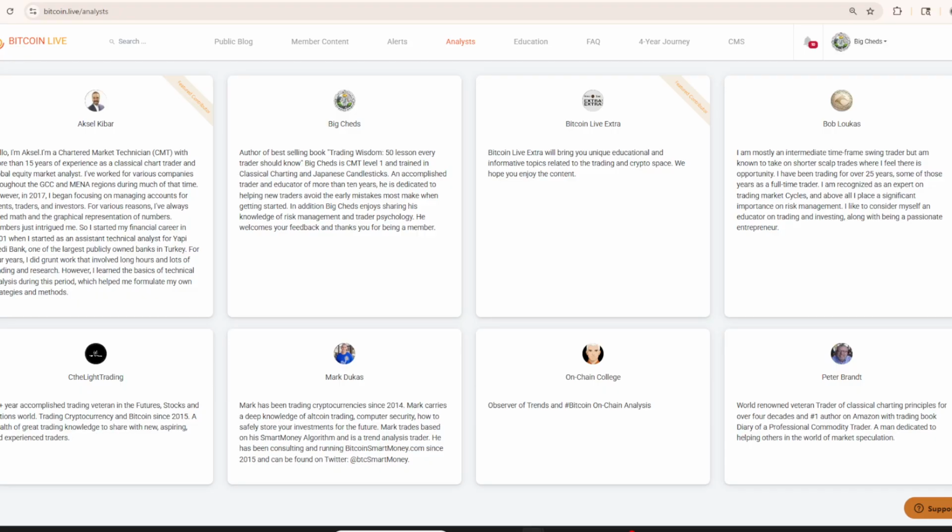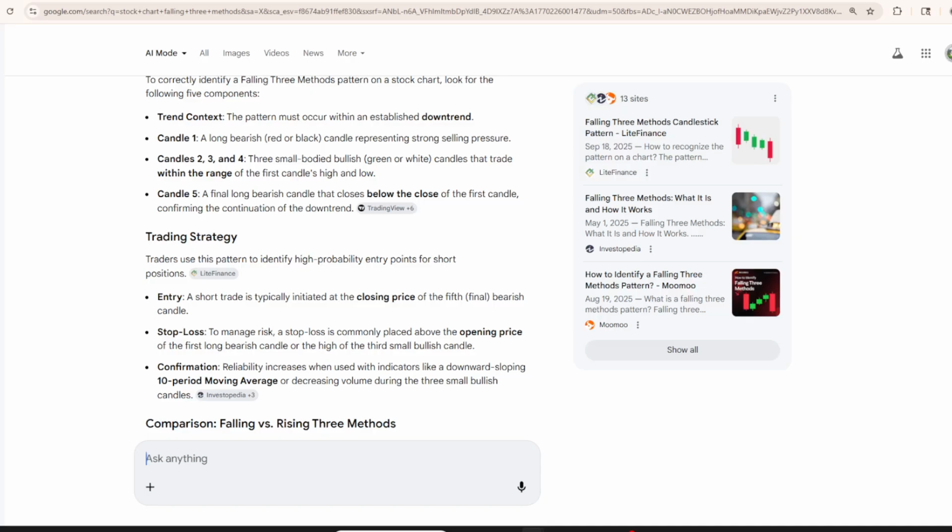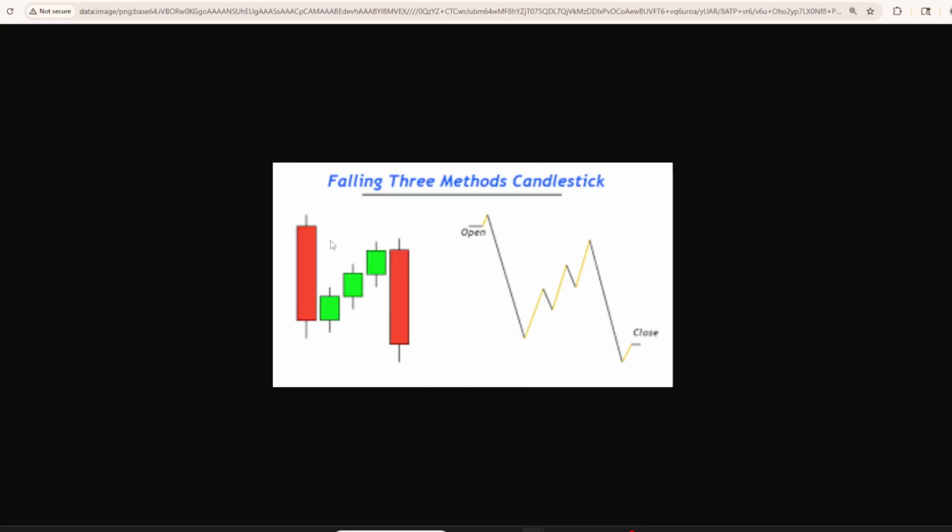For today's lesson, we're going to talk about the falling three methods Japanese candlestick pattern. Here's the AI overview. You can pause and read it, but essentially it's 5 candles. And here's an image of it. You have one candle, essentially a mother bar, where you get 3 candles inside the range of the prior candle and then the final candle closing below the first candle.